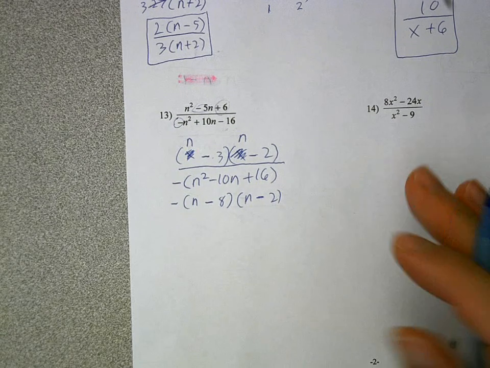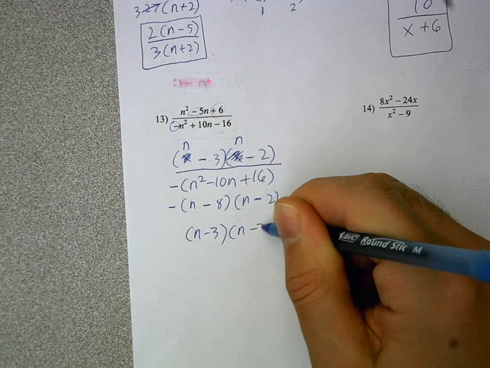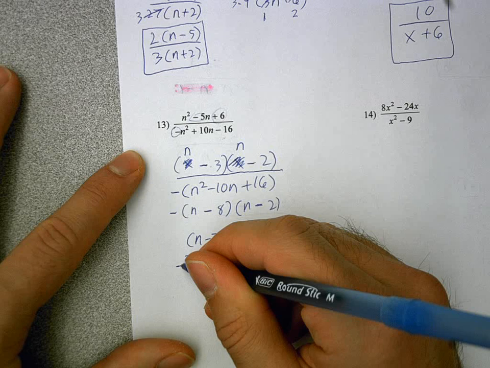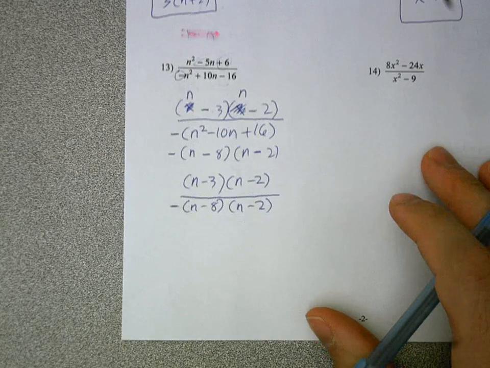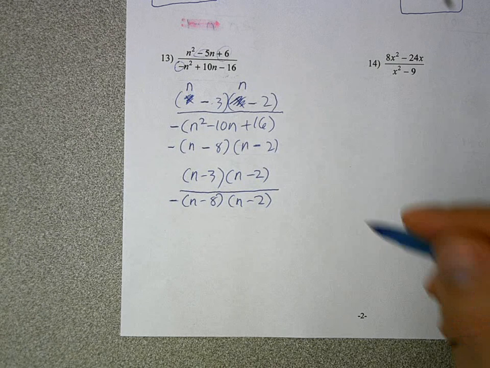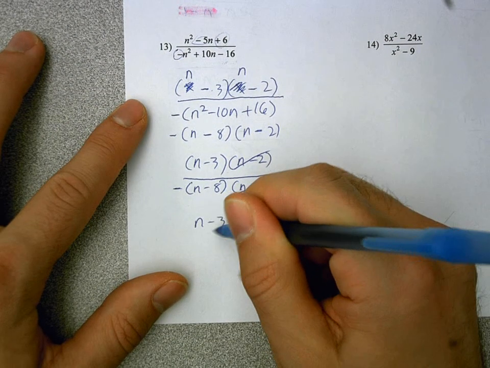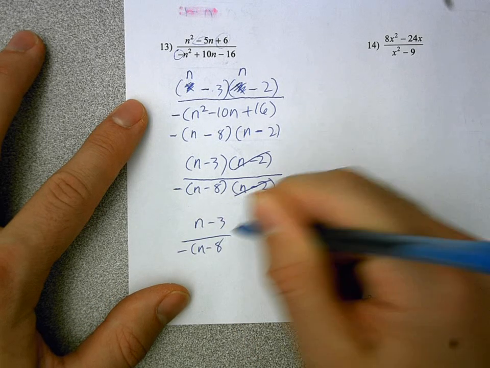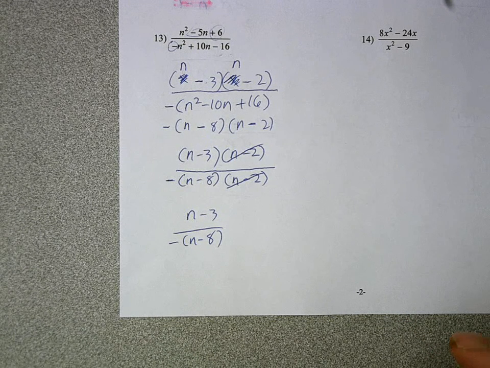So if I write this now, I have n minus 3 times n minus 2 over negative n minus 8 n minus 2. So do we have any identical twins? Any factors that are exactly the same? You see them? N minus 2. Yep. N minus 2, gone. So now I have n minus 3 over negative n minus 8. Anything else I can do with that? Nope, I think we're good. That is my answer.